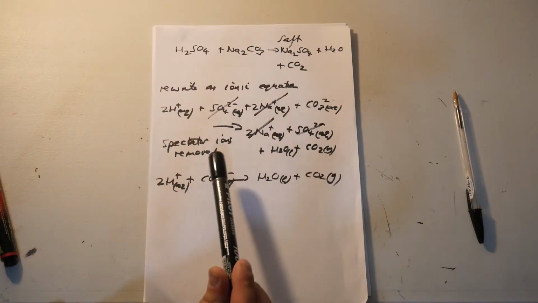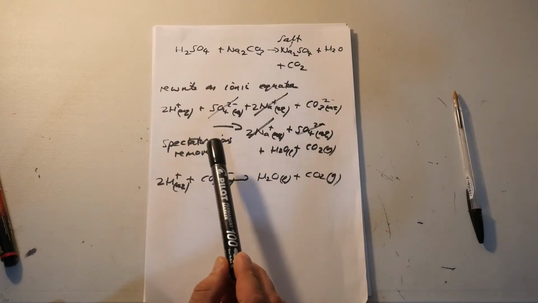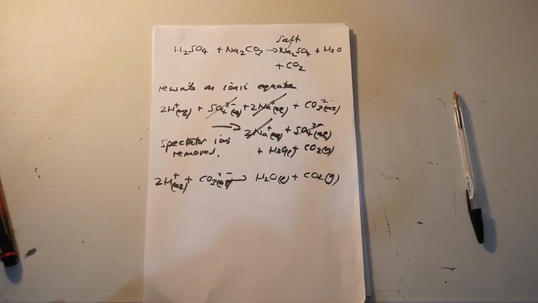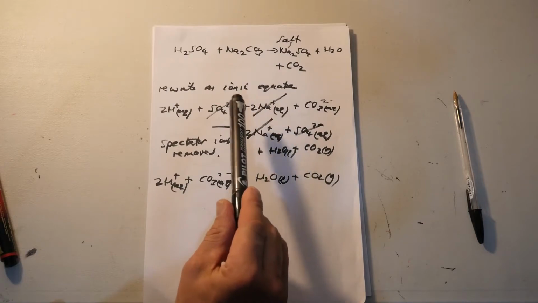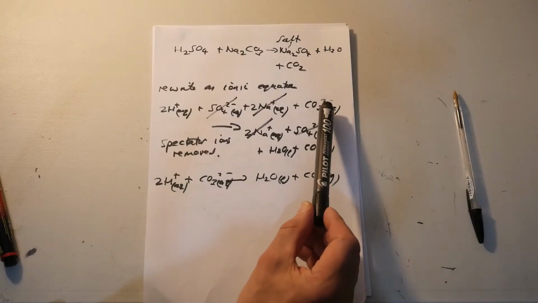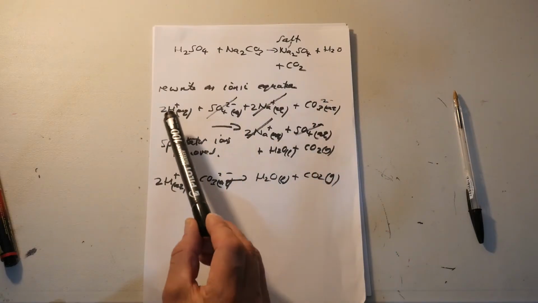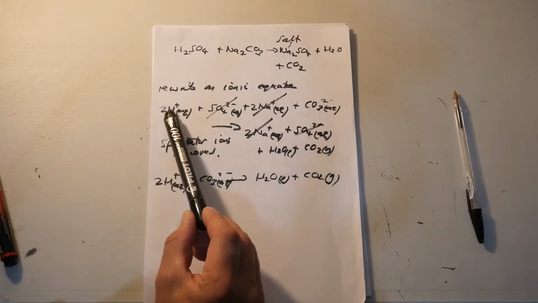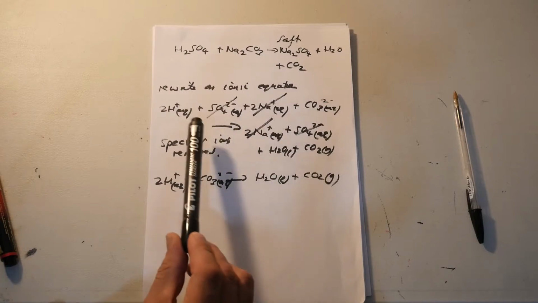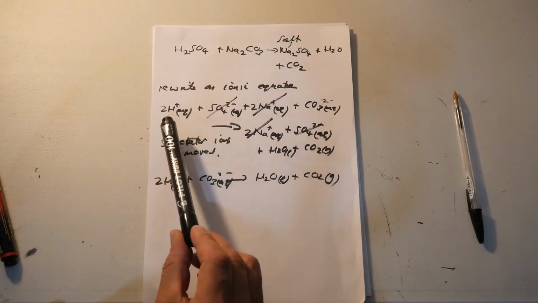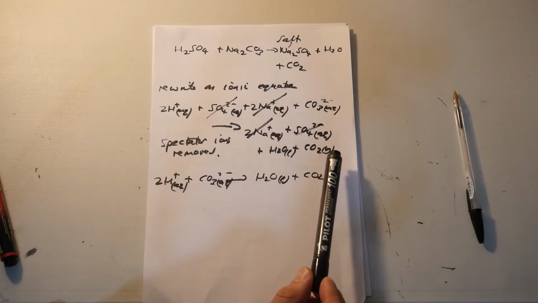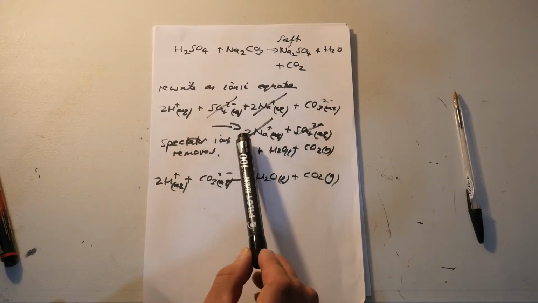So there's something called spectator ions in this, which are the ions that are crossed out. When you look at this, you've got the sulfate and sodium ions on both left and right hand side of the equation, whereas the hydrogen ions and the carbonate ions are not on both sides. In the reactants you've got hydrogen and carbonate ions, and in the product you've got water and carbon dioxide. So the hydrogen and carbonate have undergone a major chemical and structural change and turned into water and carbon dioxide, whereas the sulfate and sodium ions haven't.